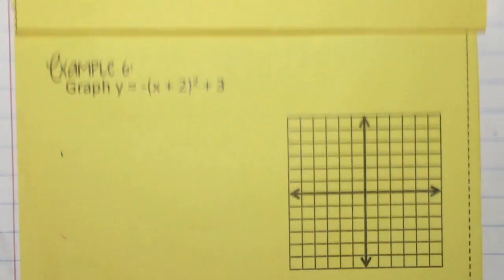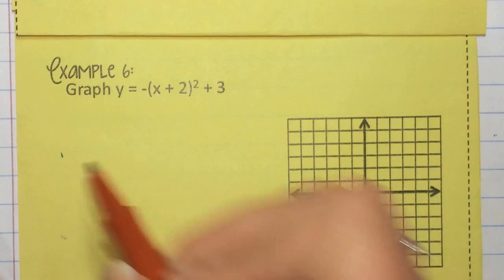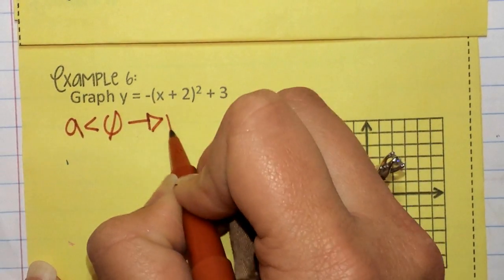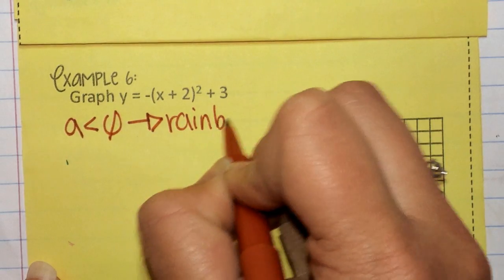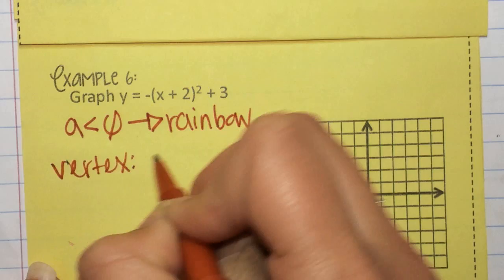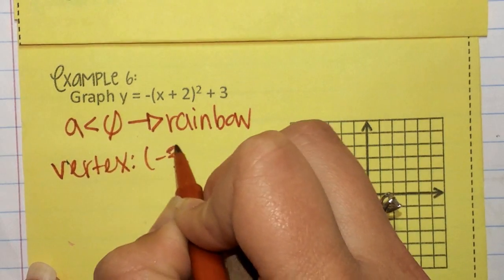Okay. Let's do this one. Are we ready? Yes. This one is going to be a snow cone. A rainbow. Okay, a rainbow. Vertex. Okay, tell me my vertex. It is -2 and 3. And then the axis.